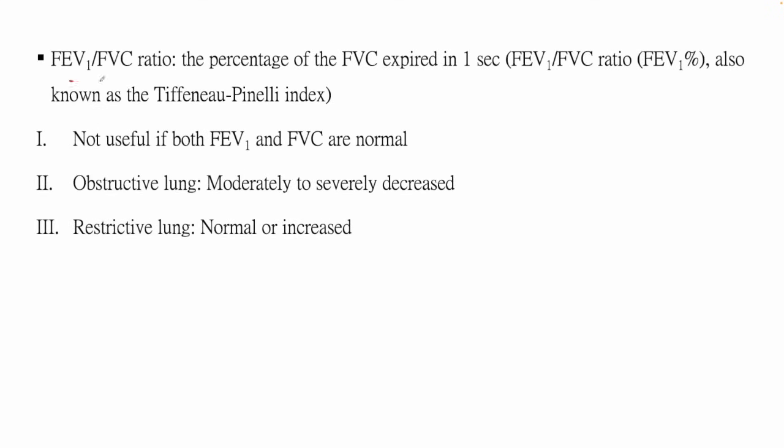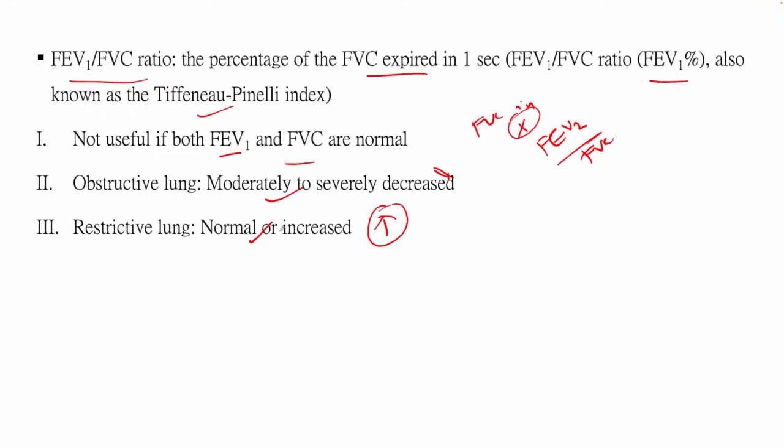Next is the FEV1 to FVC ratio. It is the percentage of FVC expired in 1 second. So when there is FVC expired in 1 second, it will be termed as the FEV1 to FVC ratio. It can also be known as the FEV1 ratio and is also known as the Tiffeneau-Pinelli index. Now, this is not useful when FEV1 and FVC both are normal. At that time, this ratio is not clinically helpful. In obstructive lung disease, you will find a moderate to severe decrease in the ratio of FEV1 to FVC, and in restrictive, it can be normal, or you will find the ratio to be increased. So remember that in obstructive, the ratio will decrease, while in restrictive, the ratio will increase.